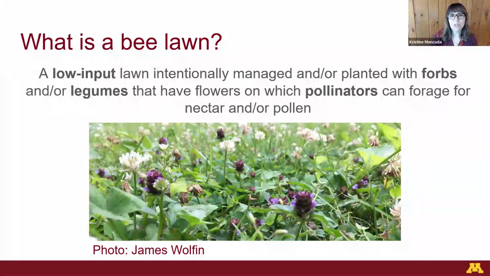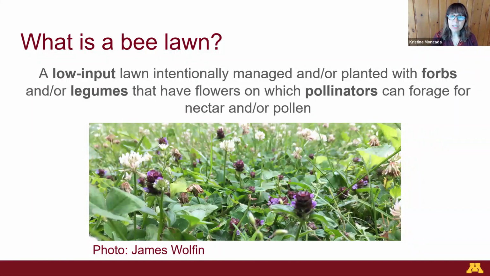I do want to review a little bit so people know what I'm talking about when I say a bee lawn. A bee lawn is a low input lawn that's intentionally managed and or planted with forbs and or legumes that have flowers on which pollinators can forage for nectar and pollen. That means not just any flower in a lawn, it has to be a flower that's good for pollinators. Pollinators can include not just bees, they can include butterflies, moths, flies, wasps, beetles. Anything that's using the nectar and pollen and actually helps plants pollinate is a pollinator.